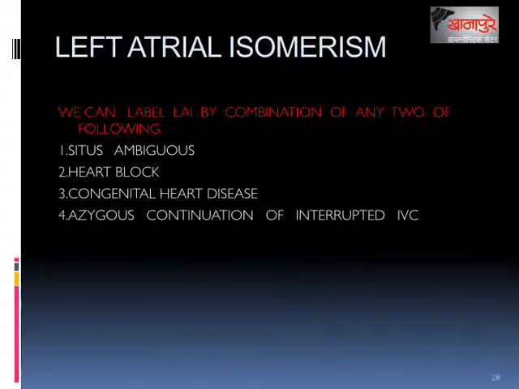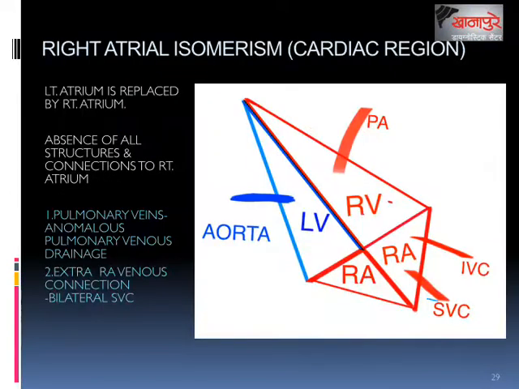As we have discussed all four findings, we are ready to diagnose left atrial isomerism. If any two of four findings are present, we can label confidently as left atrial isomerism. We will see about right atrial isomerism. In the cardiac region, right atrial dominance. Both atria are right, so both atria are pyramidal in shape.